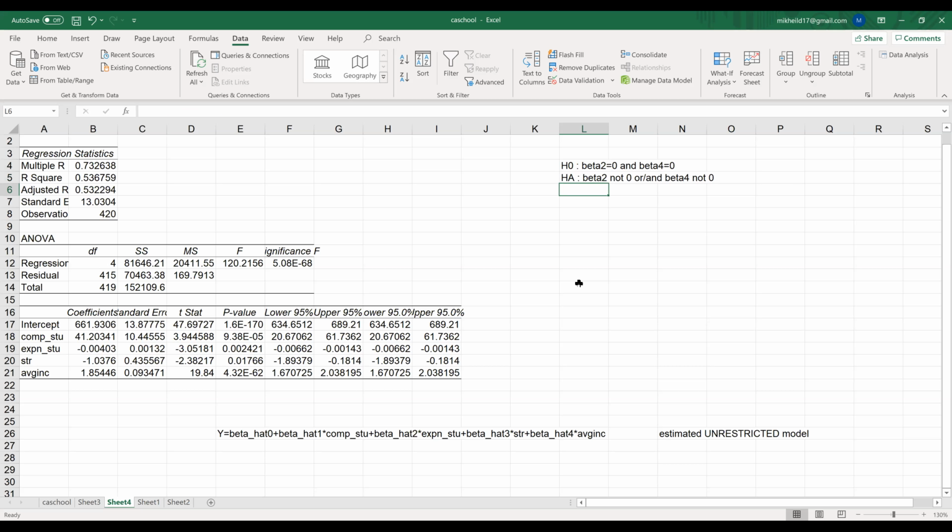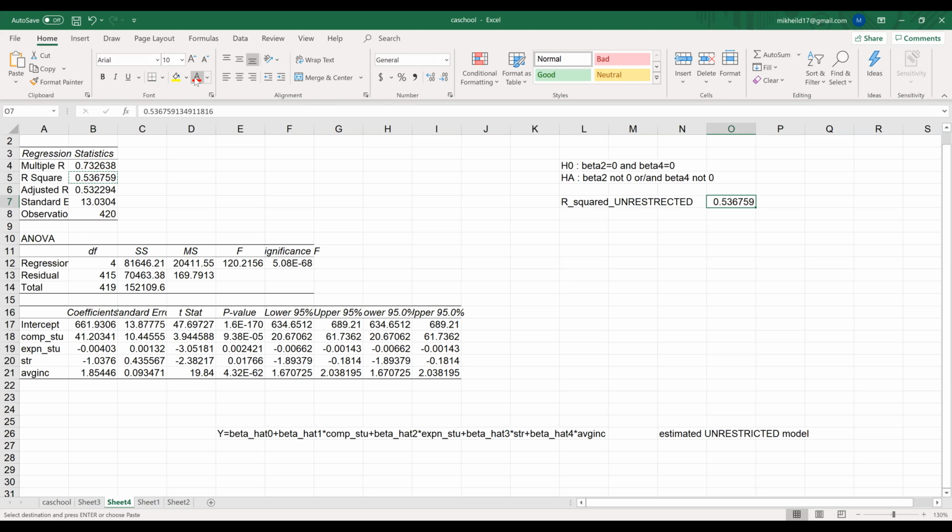Yes. So for this, we will need what? R squared unrestricted. Do we have this number? Yes, because we estimated this model. It is not adjusted R squared, guys, but R squared. We have this number, right? So that's this. But do we have R squared restricted?